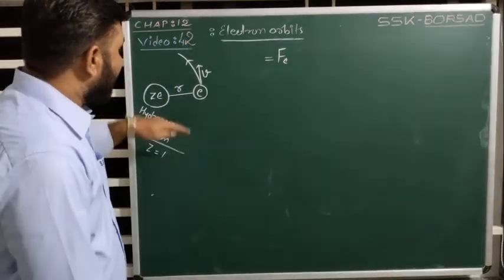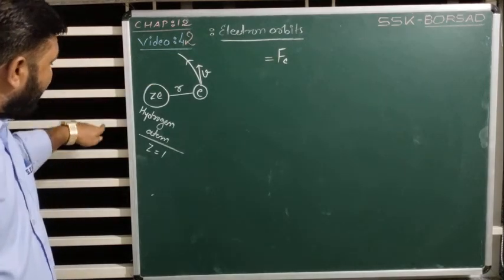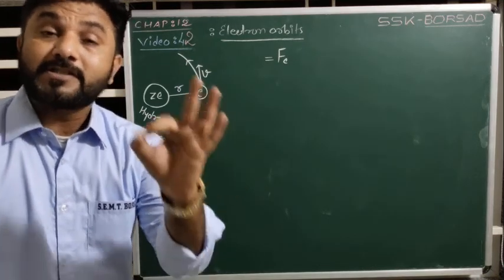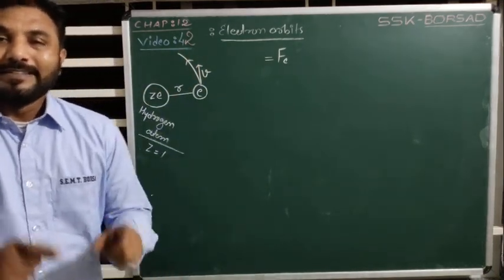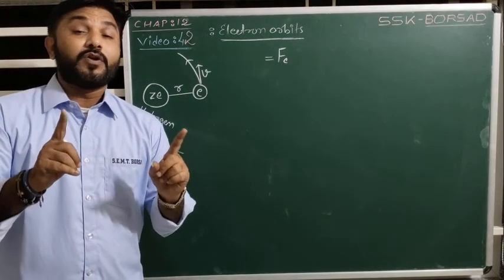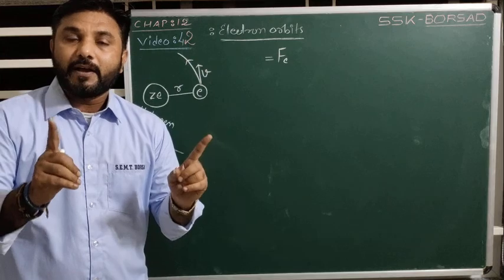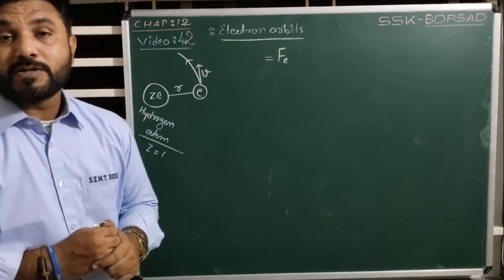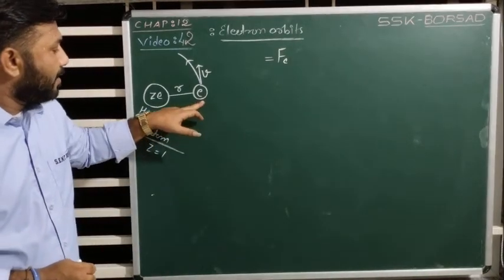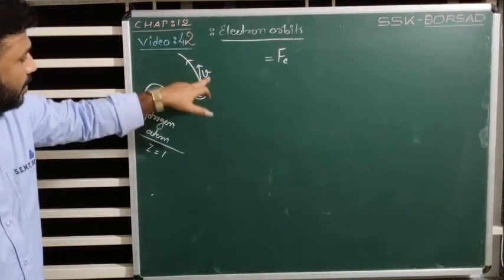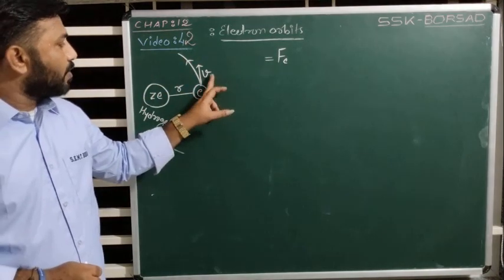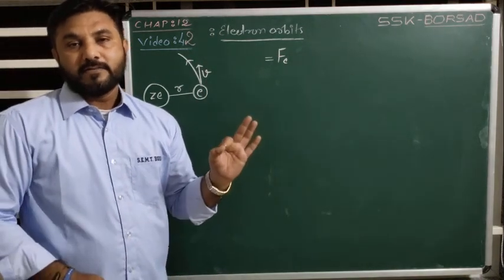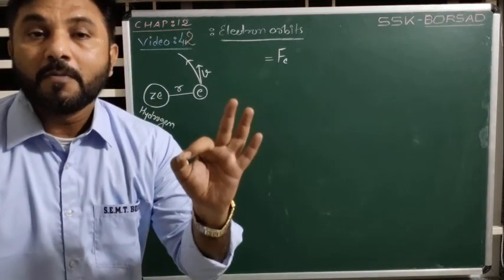Why centripetal force? Because electrons are revolving around the nucleus in a circular path with a constant velocity. So this is the definition of uniform circular motion. In 11th standard we have already seen this definition. Once again, what is uniform circular motion? When an object is moving in a circular path with constant velocity v, such motion of a body is known as uniform circular motion.